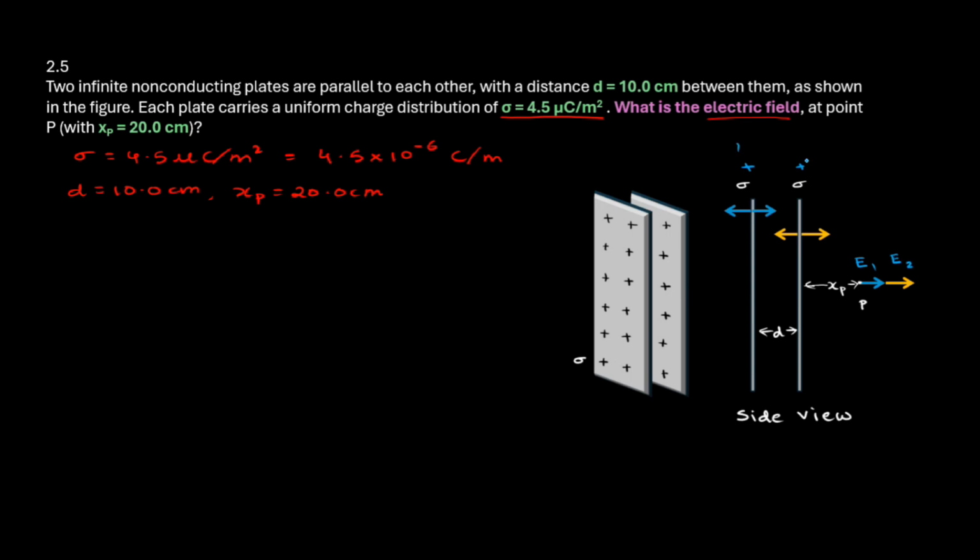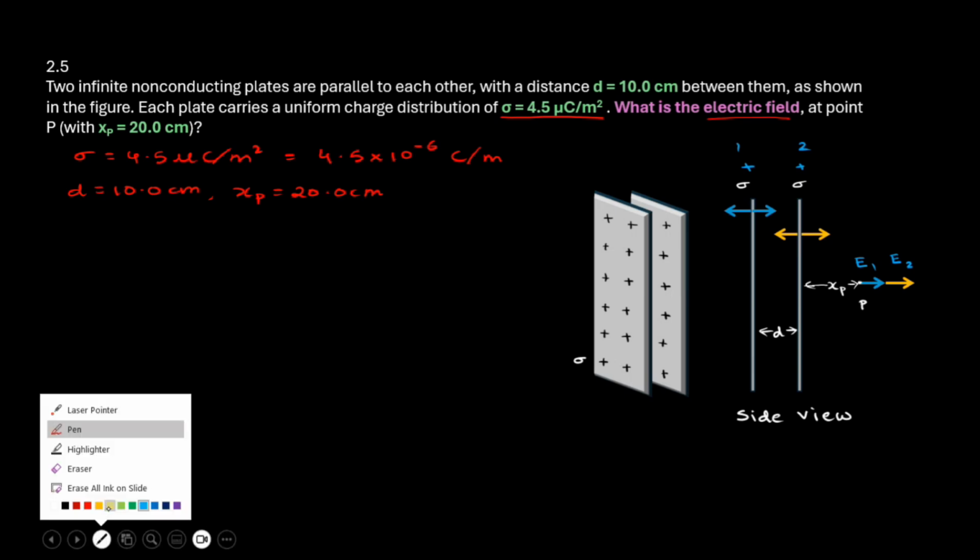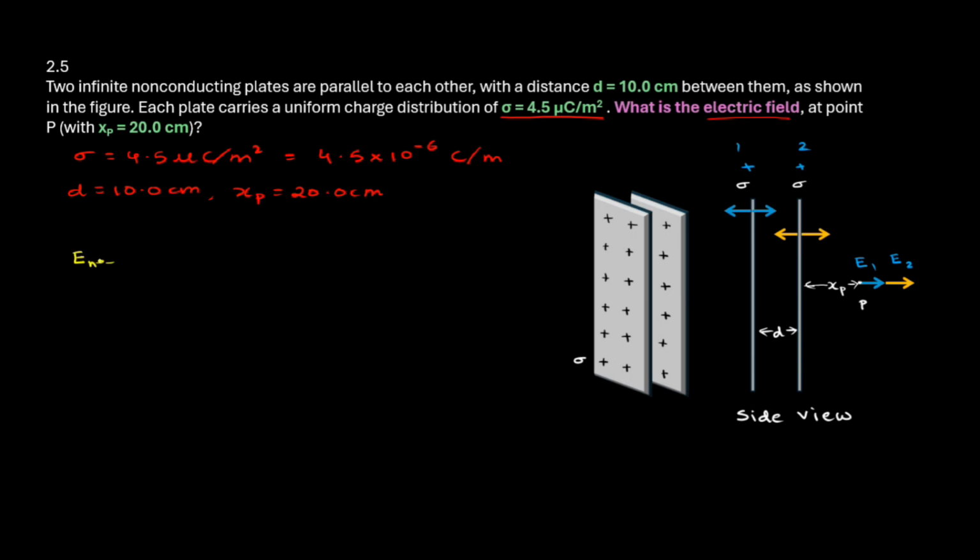Let this be plate 1. Let this be plate 2. And at point P, both electric fields will be going to the right. So I can calculate the net electric field at point P, E net, to be a vector sum of E1 and E2.